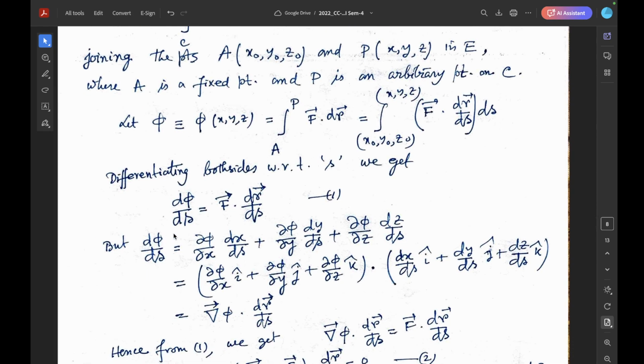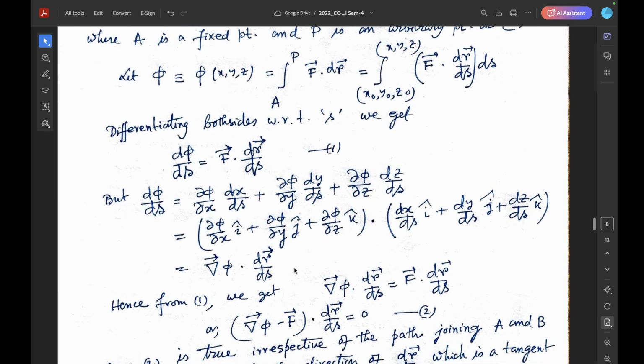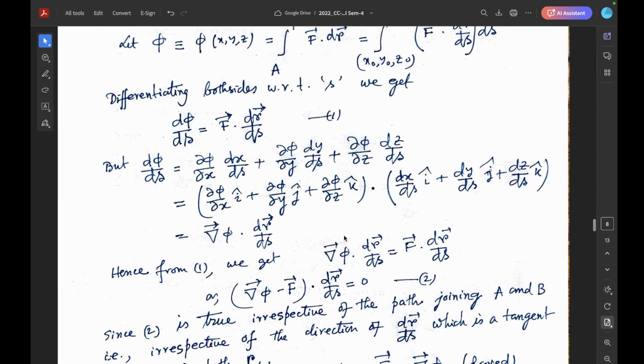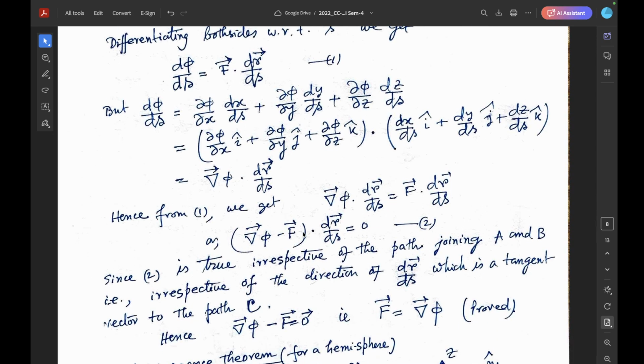But d/ds of phi equals del x phi d/ds of x plus del y phi d/ds of y plus del z phi d/ds of z, and so we can write this as grad of phi dot d/ds of r vector. Hence from 1, grad phi dot d/ds of r vector equals F vector dot d/ds of r vector. So (grad phi minus F vector) dot d/ds of r vector equals 0.